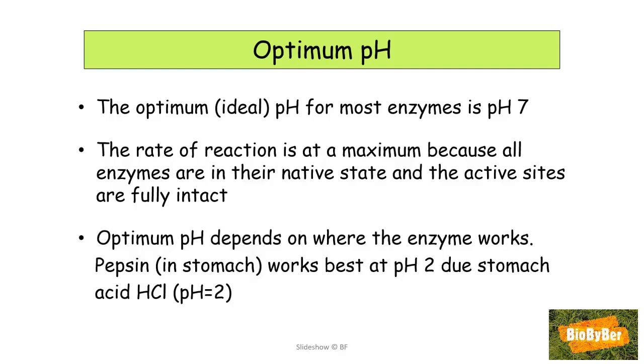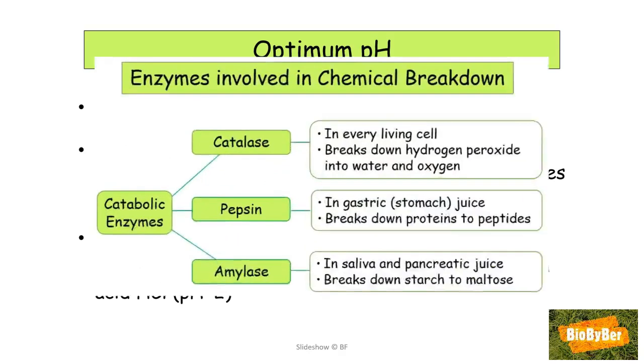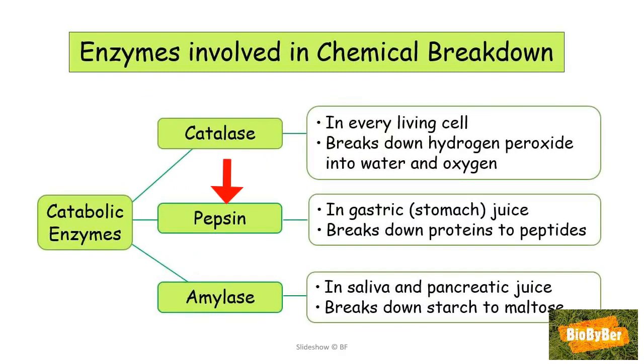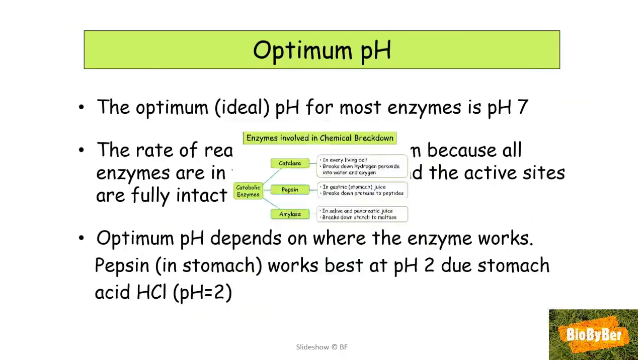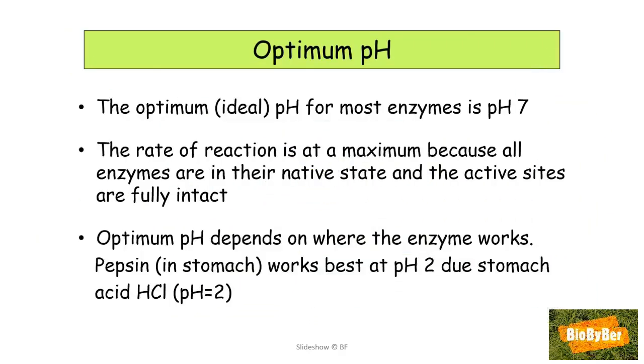As we've said, most enzymes work in neutral conditions at a pH of 7. But pepsin in the stomach, pepsin, don't forget, is a catabolic enzyme. It breaks down proteins into peptides. It is found in the stomach and it works best at a pH of 2 due to the fact that there is hydrochloric acid, stomach acid, present in your stomach, which creates an environment of pH 2.